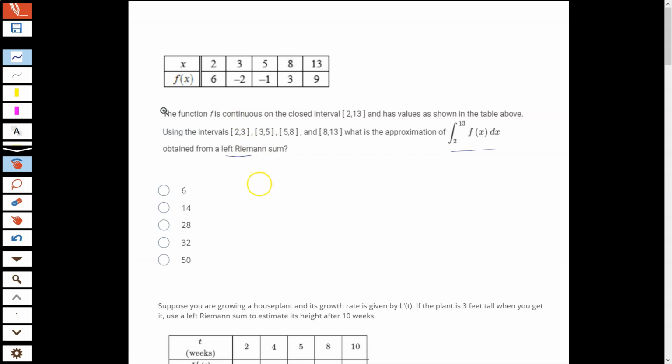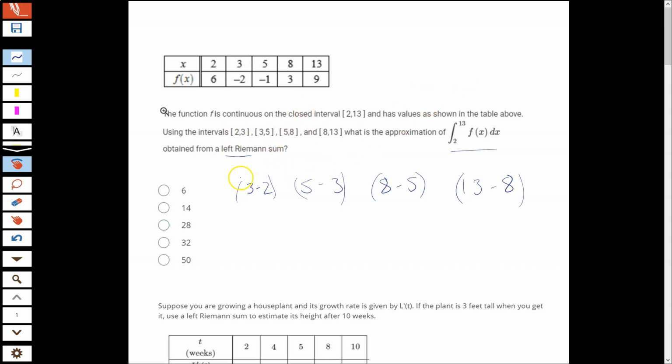And so I'll do my change in x first. So 3 minus 2 is going to be my first interval. 5 minus 3 is going to be my second interval. 8 minus 5 is going to be my third interval. And then 13 minus 8 is going to be my fourth one. So these, you guys have done a bunch of these now. These are the widths of my interval, right?